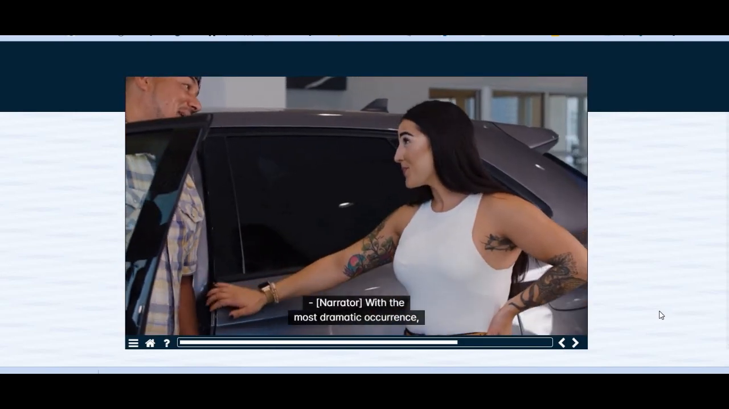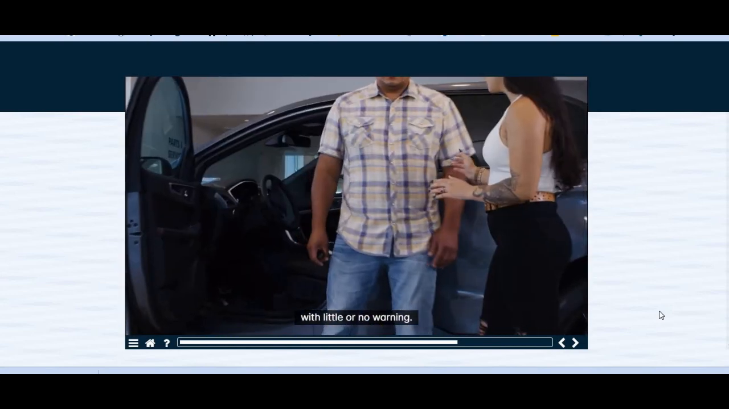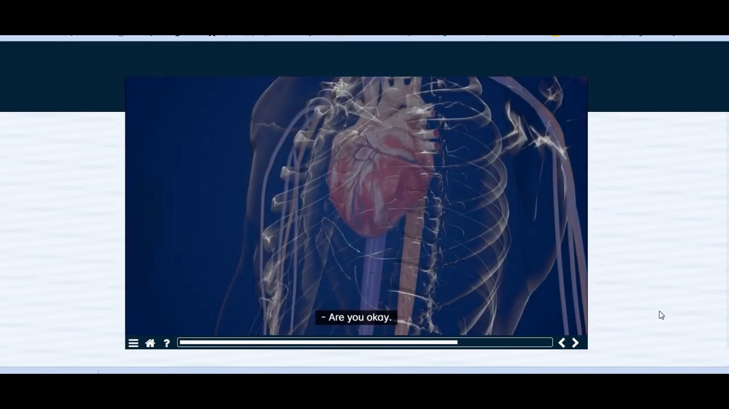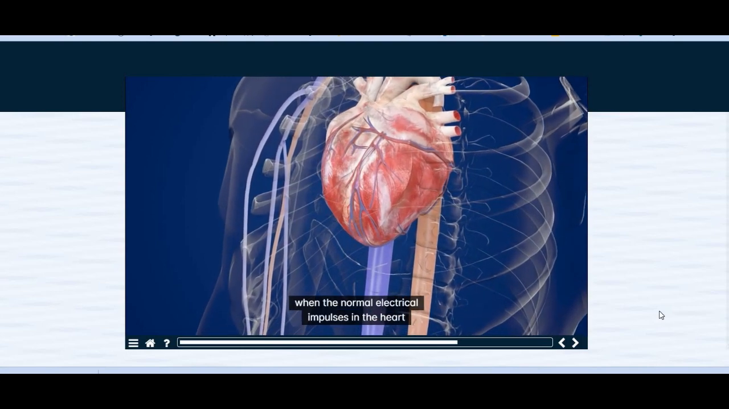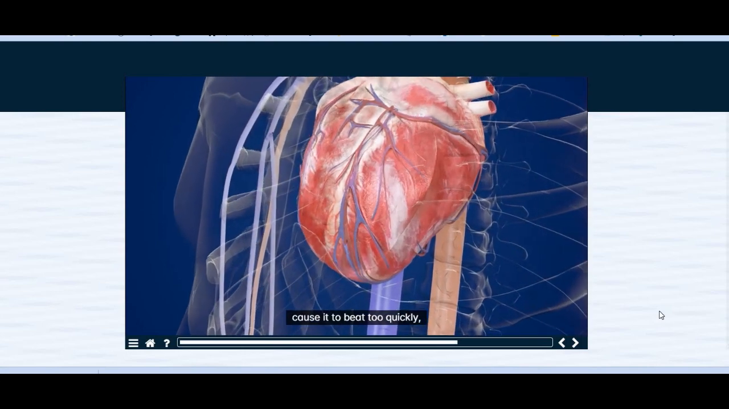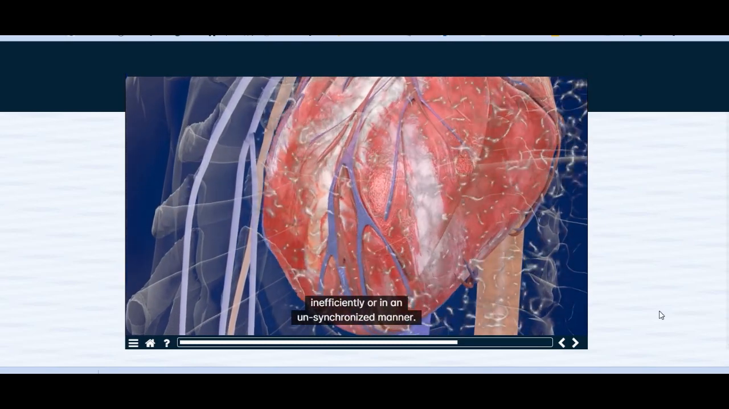The most dramatic occurrence, sudden cardiac arrest, or SCA, can happen with little or no warning. Sudden cardiac arrest occurs when the normal electrical impulses in the heart cause it to beat too quickly, inefficiently, or in an unsynchronized manner.